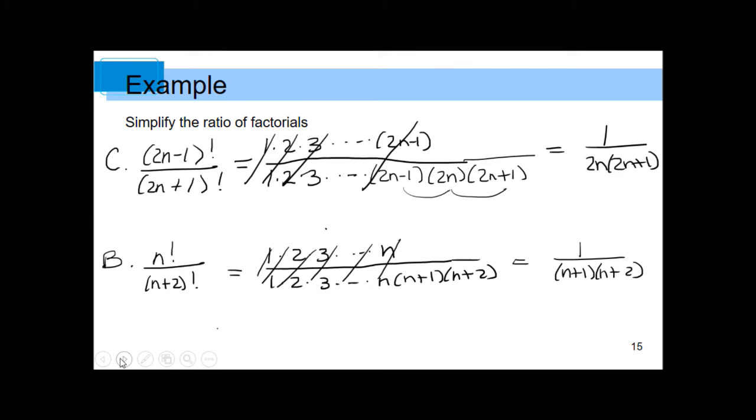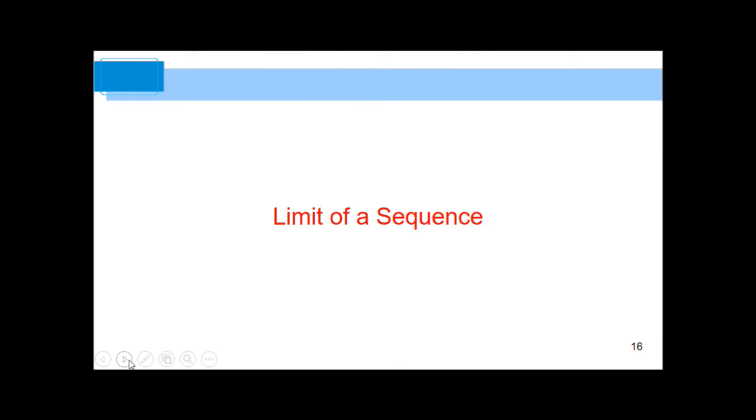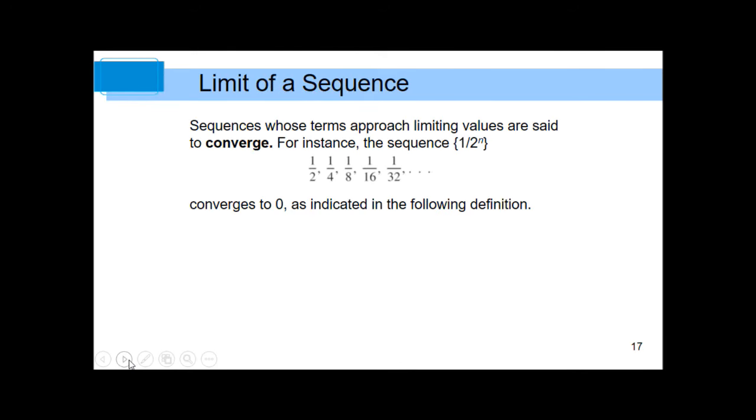So we've talked about how to find a formula for the nth term of a sequence in a couple of different circumstances. We've talked about how to graph a sequence and how to deal with factorials. And now let's talk about the limit of a sequence.